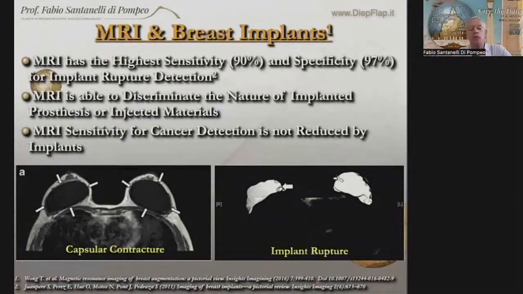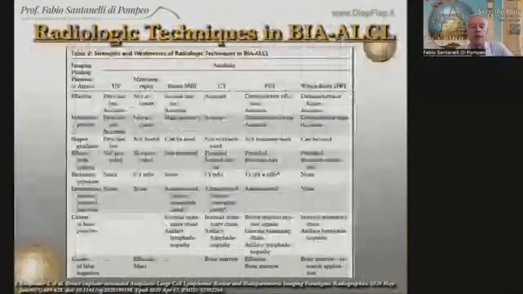The picture that we see on the left shows a sequence with a thick low signal fibrous capsule. So there is a very thick capsule surrounding the implant on both sides. And the picture on the other side, here on the right, shows a keyhole sign in the left breast, and the teardrop sign on the right breast. Both are pathognomonic signs of implant rupture.